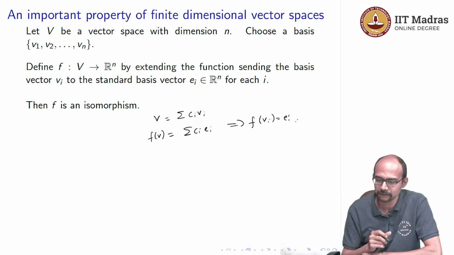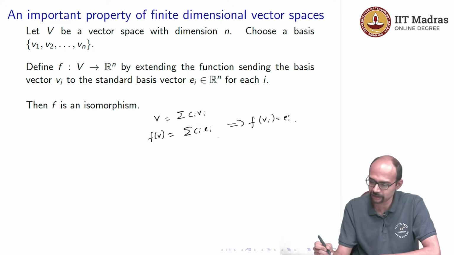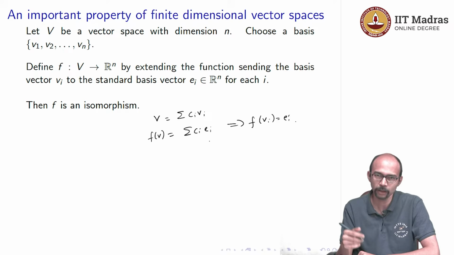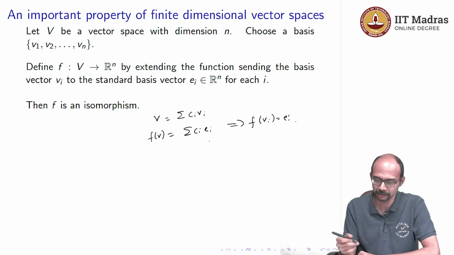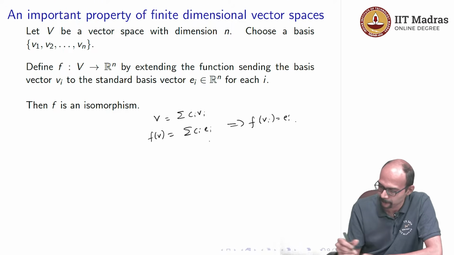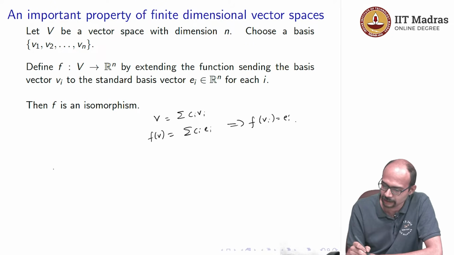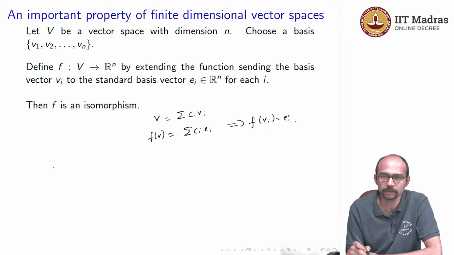Now, why is this an isomorphism? We have seen already that this is the linear transformation given by extension, so it is a linear transformation. I did not check that in the previous video, but I hope that you have checked it. If not, you should do it right now or when you finish this video. So, f of v is summation ci ei and f of vi is ei. Let us check that this is an isomorphism. To check that, we have to check it is onto and one-one.